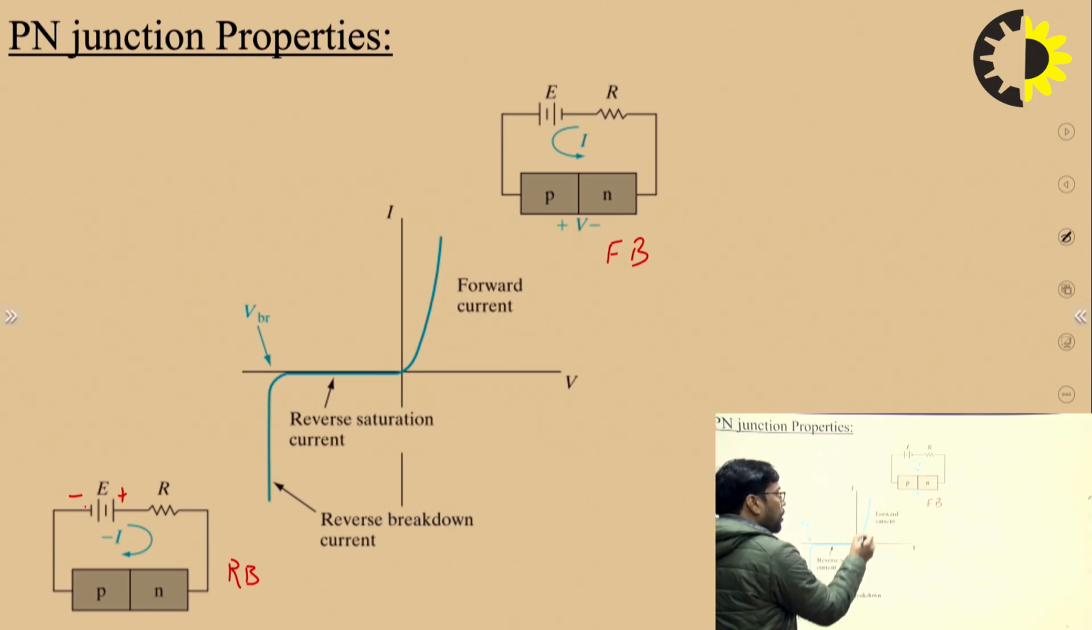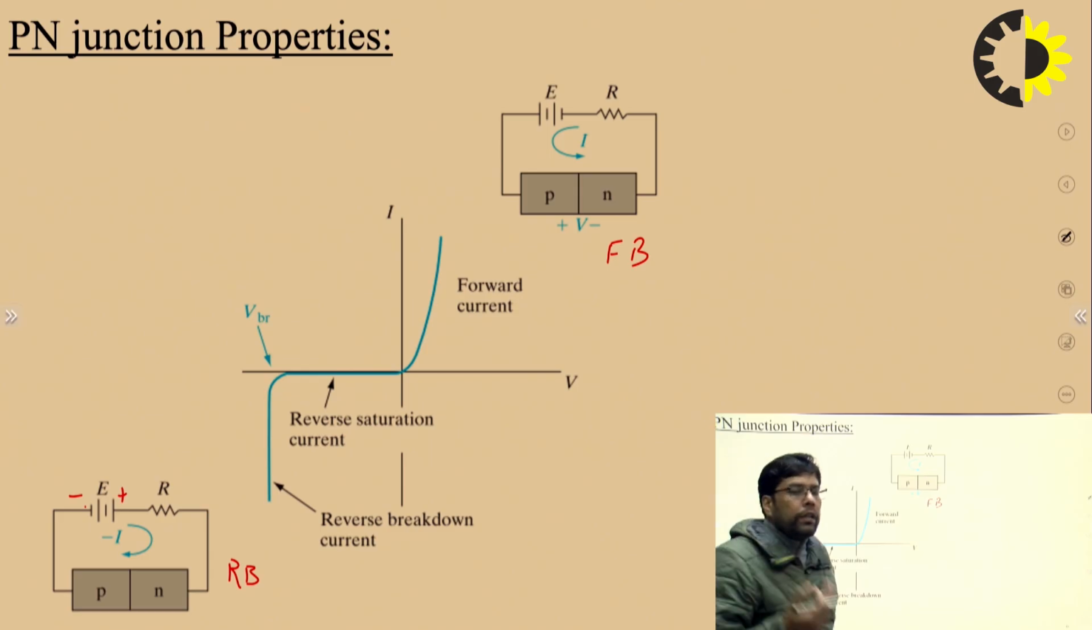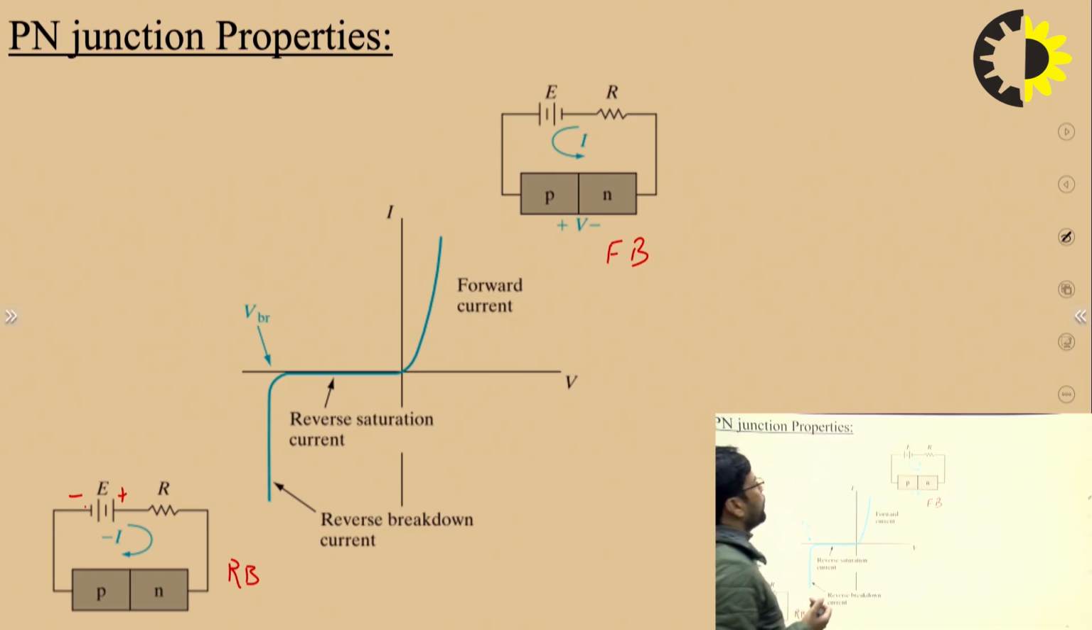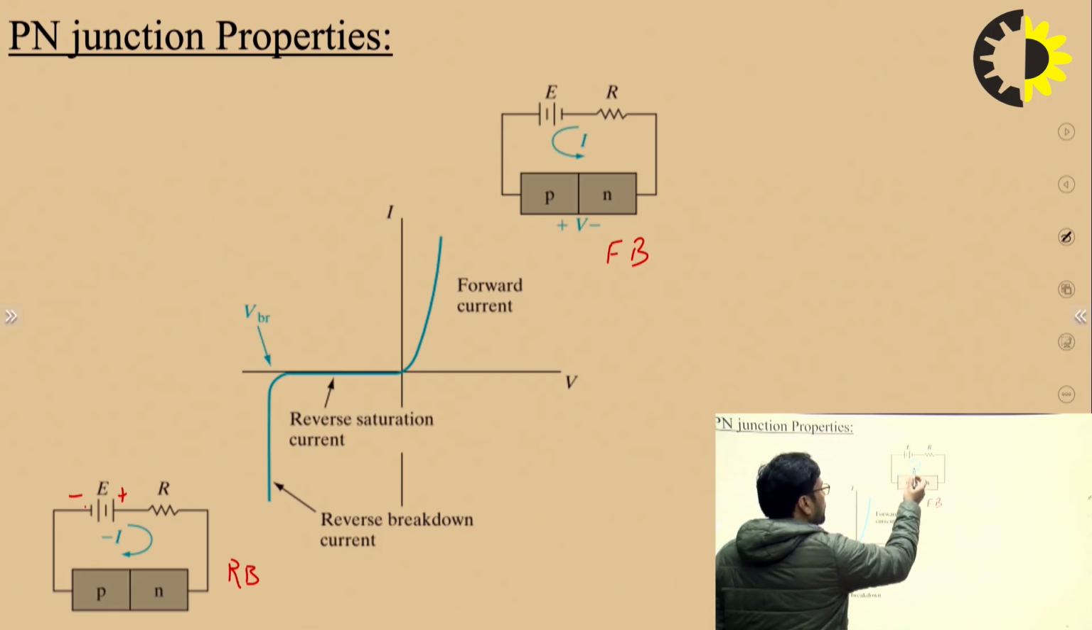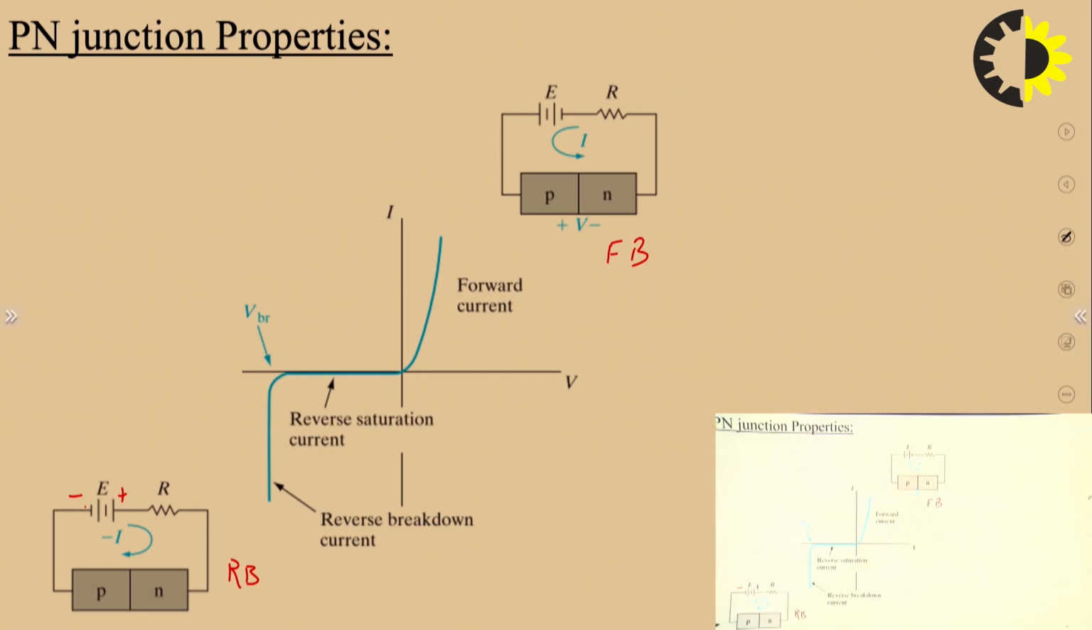We have non-linear characteristics. That's why we call the PN junction diode a non-linear device, right? A non-linear active device, right? Why do we call it an active device? Because here we need a battery connection to get some result from the PN junction diode. So that's why we call this an active device. You can see here this is the forward bias characteristics and this is the reverse bias characteristics.